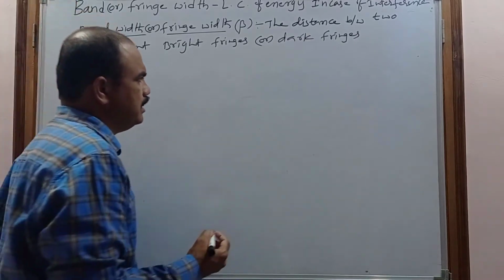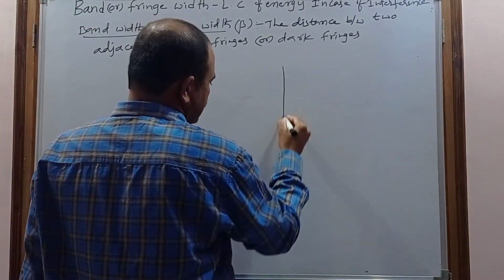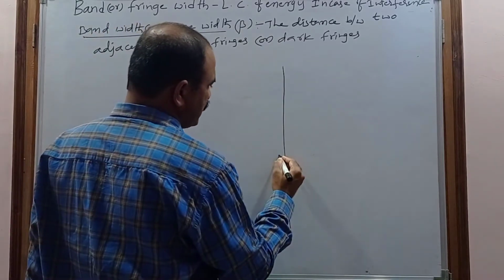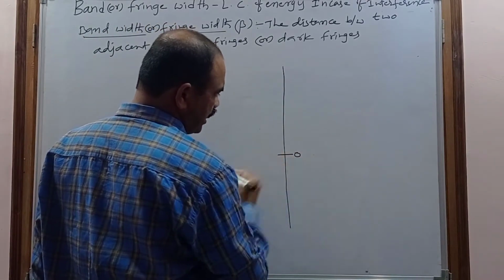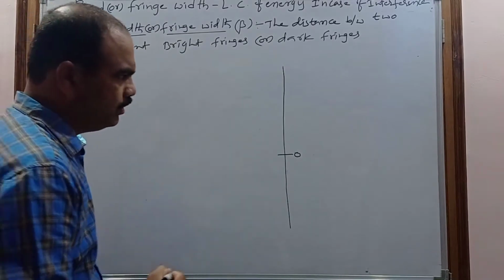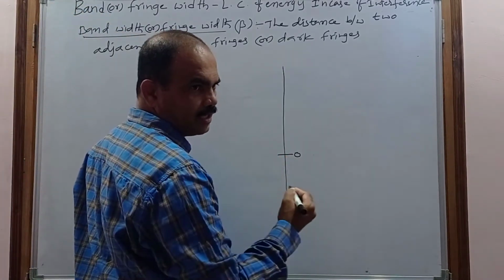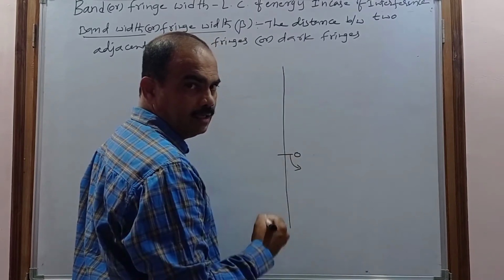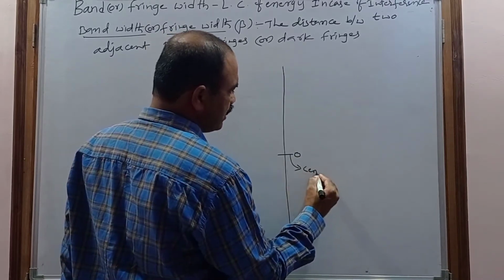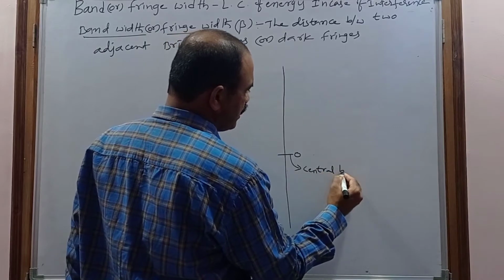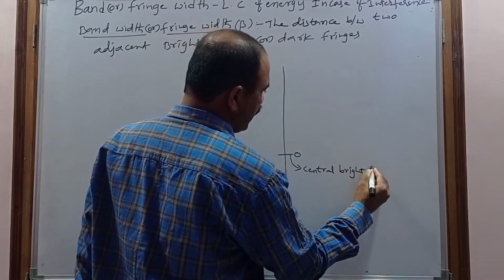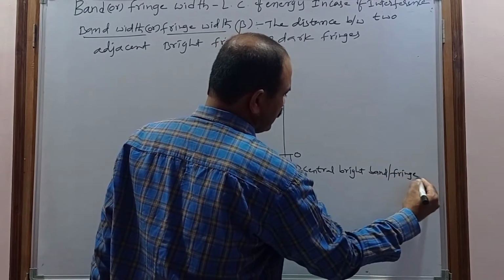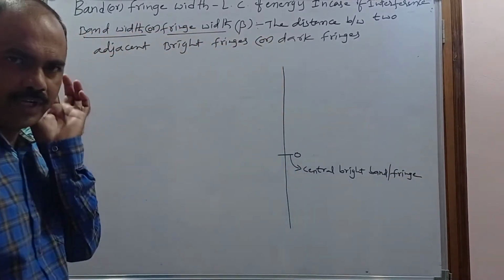Now consider, this is the screen that is used in the Young's double slit experiment. This is the center of the screen, represented with the letter O. O is nothing but the center of the screen. At the center of the screen a bright band is formed. That is why it is called the central bright band or fringe.